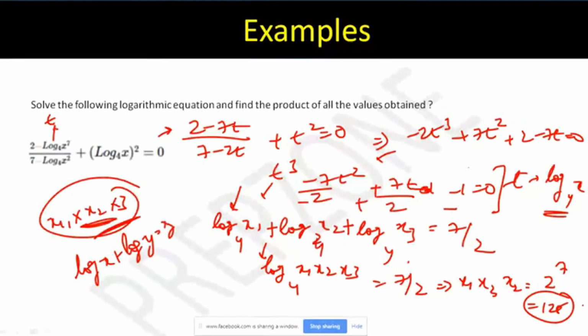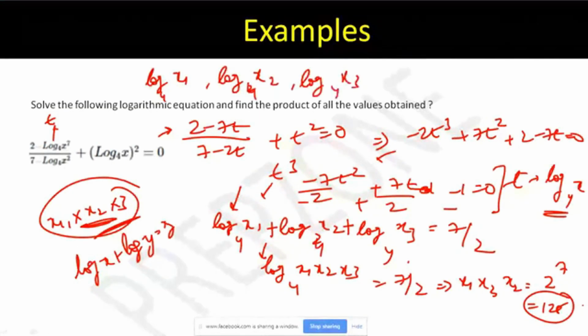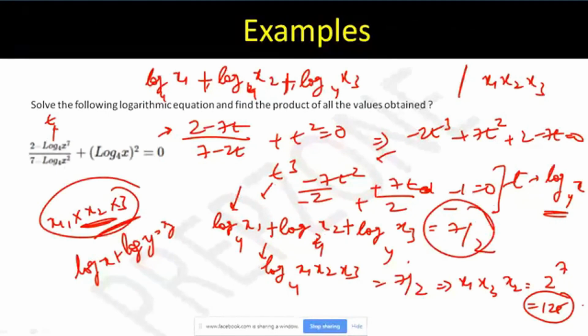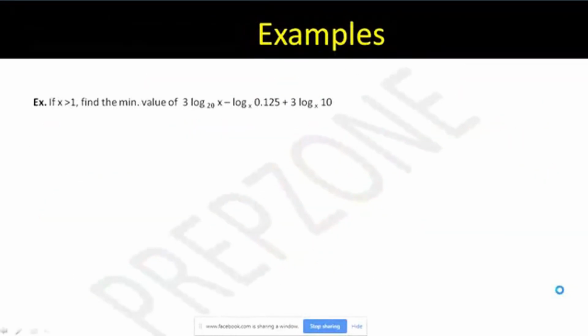Roots of this expression means there will be three values of log x. If one is log x1 to the base 4, second will be log x2 to the base 4, and third will be log x3 to the base 4. These three will be the roots of this equation. Finally, I anyways have to calculate x1, x2, x3, right? So if I just calculate the sum of the roots, I'll be able to reach this because log a plus log b plus log c will give me log abc. So I have just calculated the sum of the roots of this equation. That will be 7 by 2 from the quadratic concept. And simplify this to get the value 128. That's it.